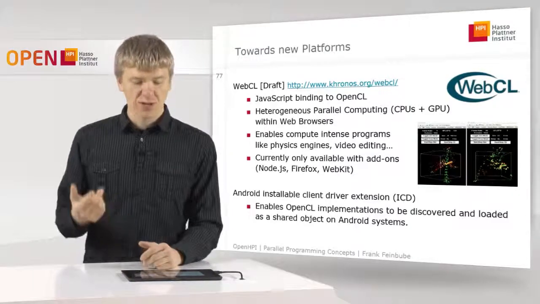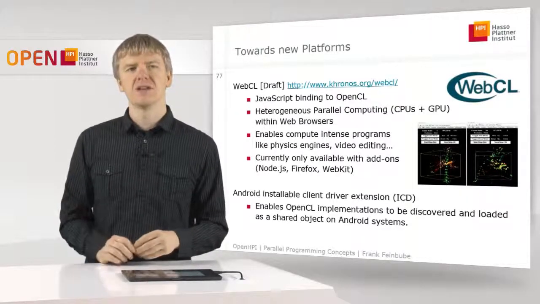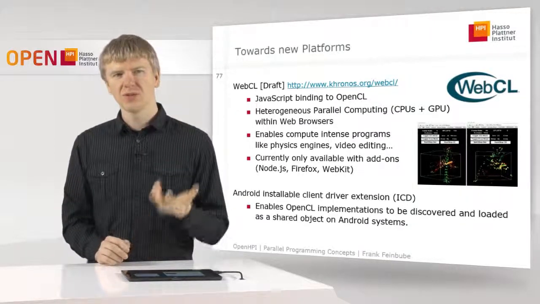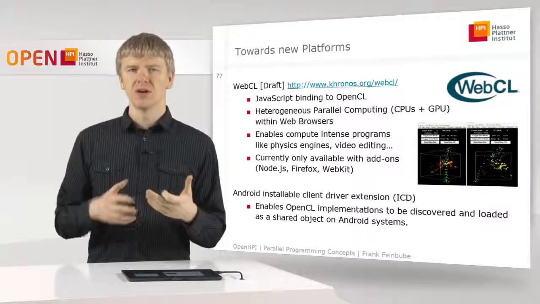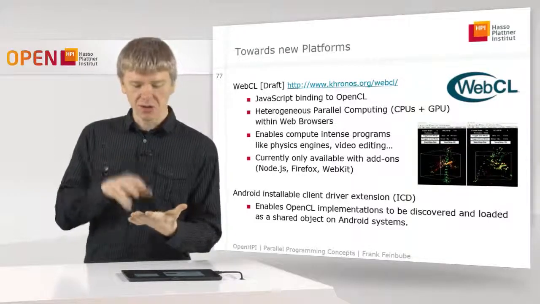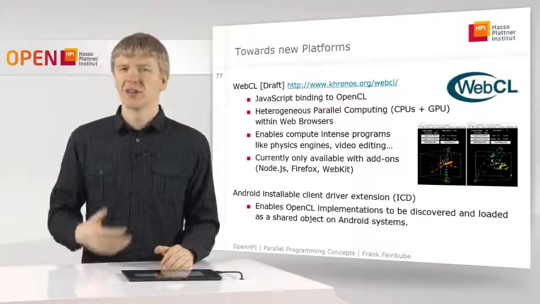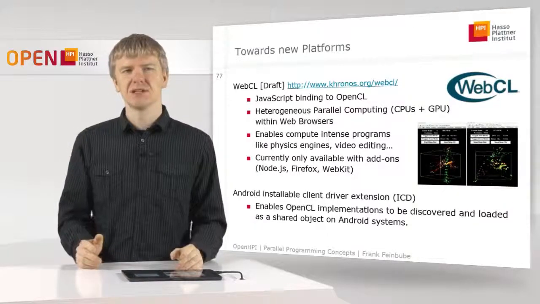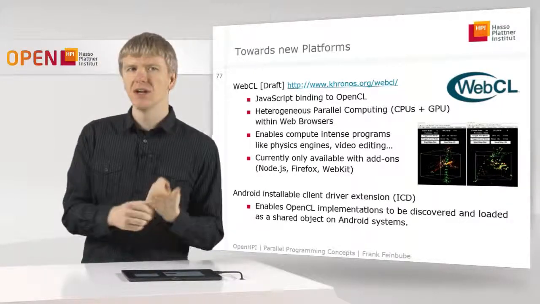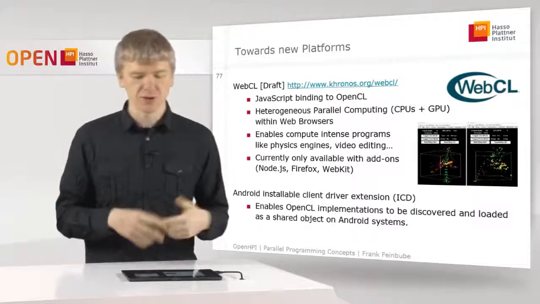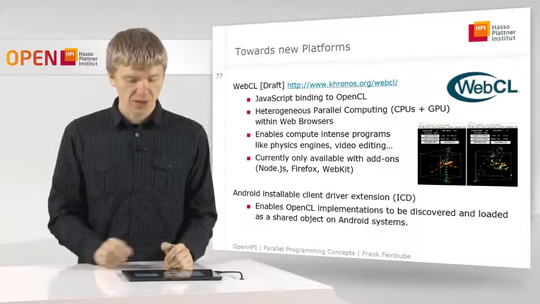And in addition to this, we also see a trend towards embedded devices like mobile phones. And there is already also a client driver extension for mobile phones. So for your mobile phone, you are allowed to query all the OpenCL implementations that are on the phone. Currently, there are not many implementations, but this is something that we will see in the future. So support for browsers and support for devices as well, in order to get the full performance of the built-in accelerators.